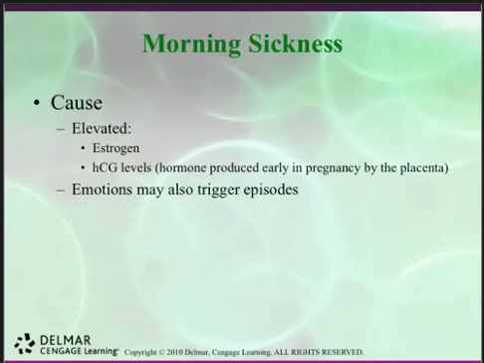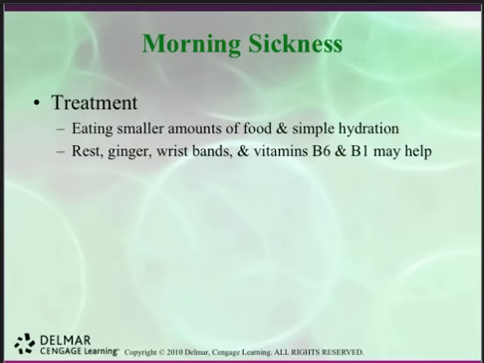Why does it usually subside at the end of the first trimester? This is often due to changes in hormone levels at that time. The treatments include eating small amounts of food and simple hydration, as well as rest, the use of ginger in the diet, wristbands, and vitamins B6 and B1. The wristbands are a type of acupressure aimed at reducing nausea. Various drugs can be used if simple measures fail. The benefit of eating smaller meals is to reduce GI activity, and this reduces nausea. The condition usually subsides on its own by the second trimester.